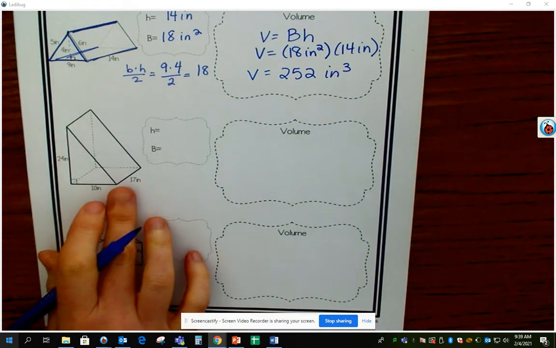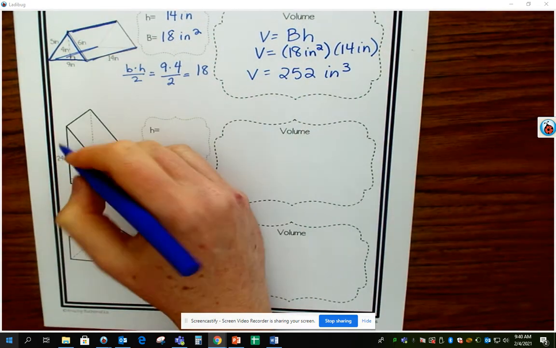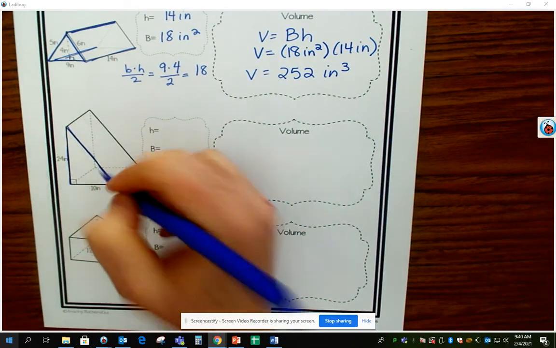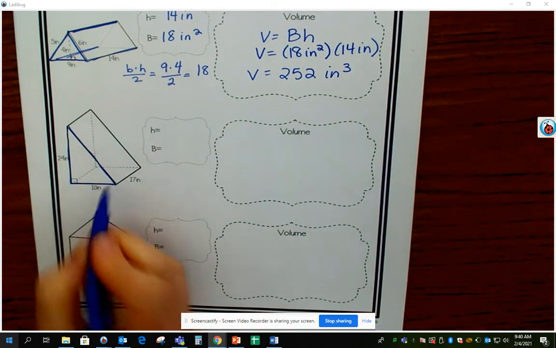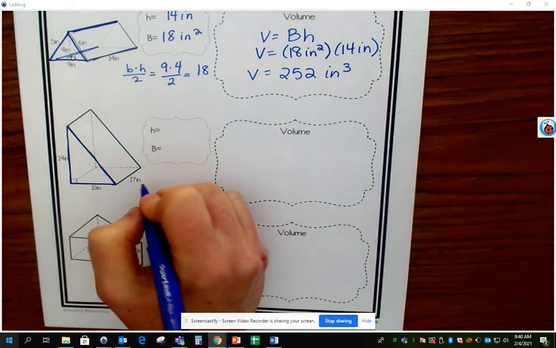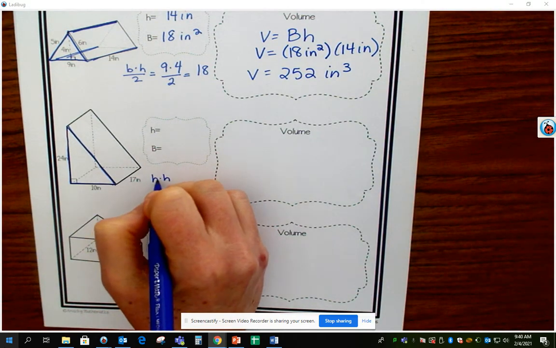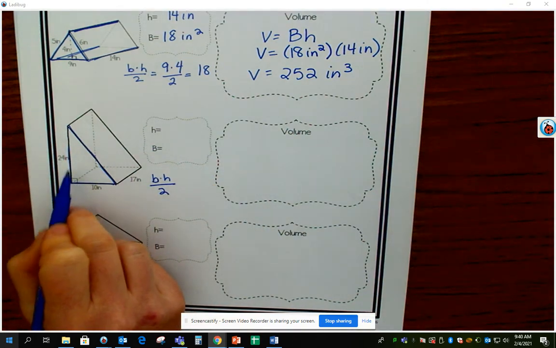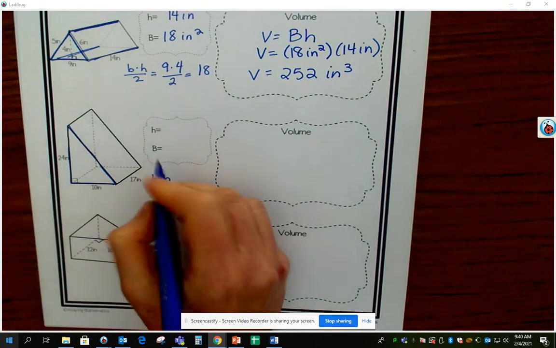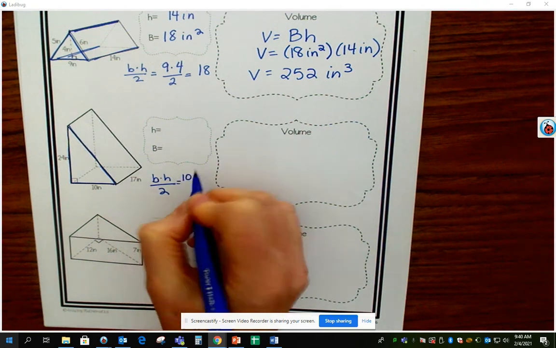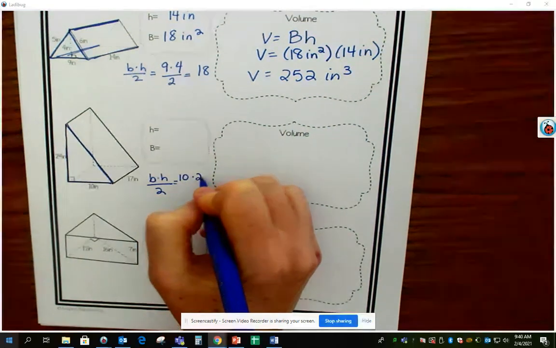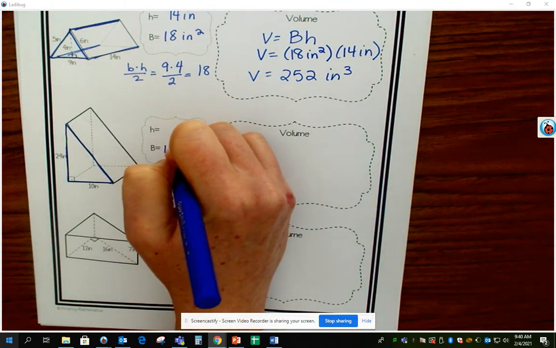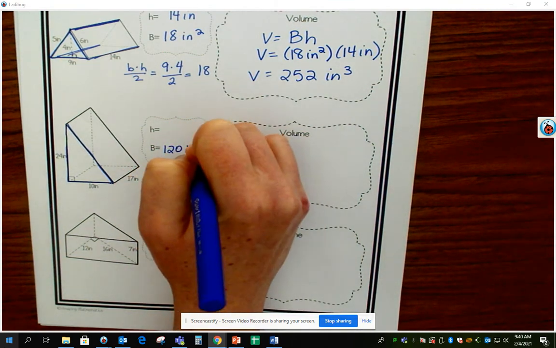Alright, here's another triangular prism. Again, I'm going to choose the triangle as the base, even though it's not sitting on it in this particular view. Remember, it's base times height divided by 2 for the area of the triangle. And this is already perpendicular, so my base is 10. My height is 24 divided by 2. That will give me 120 inches squared.